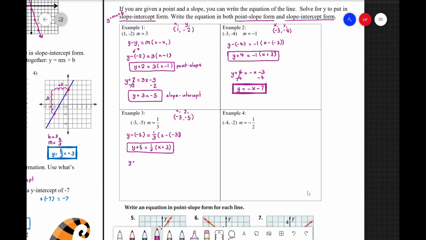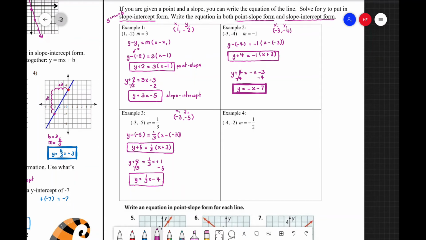So y plus 5 equals, we'll distribute that 1/3. So 1/3 times x is just 1/3 x. And 1/3 of 3 is the same thing as saying 3 divided by 3, which is 1. So we'll have plus 1. Remember, I want to get y by itself, so I'm going to subtract out that 5. We get y equals 1/3 x minus 4. Once everything's away from y, then we have our slope-intercept form.